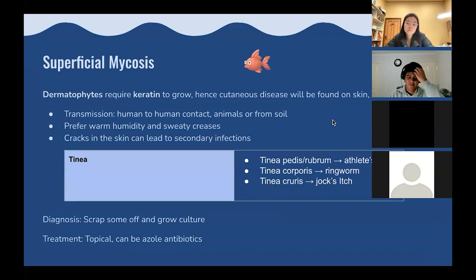So these are a few examples. I think it's actually pretty important that you know these. Especially tinea corporis, so that's your ringworm, and tinea pedis is athlete's foot. I mean, you might as well learn all of them if you're learning those two. Tinea cruris is jock itch as well. The diagnosis is they take a scraping off your skin and they can grow a culture and see. The treatment is going to be a topical antifungal. It can be an antibiotic, but that's usually not the way you treat fungal infections.